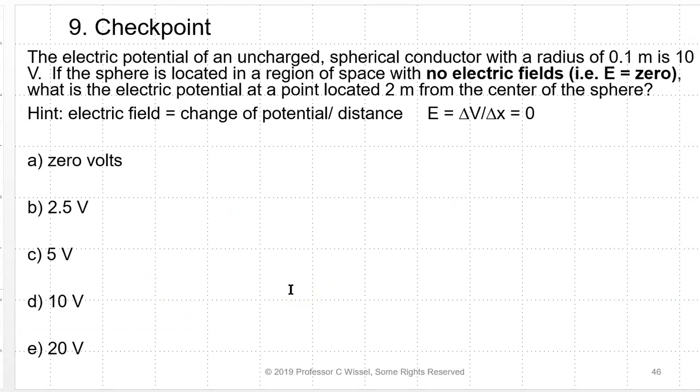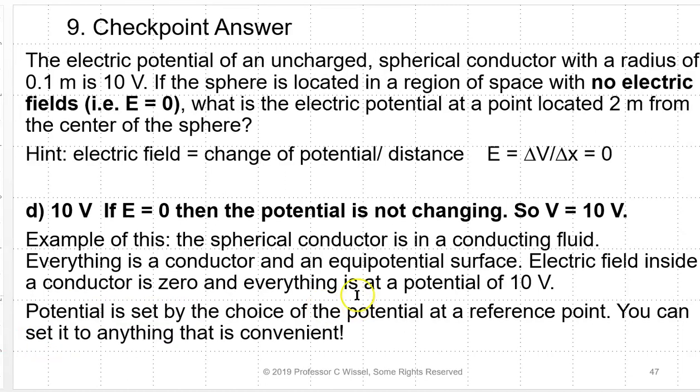The electric potential of an uncharged spherical conductor with a radius of 0.1 meter is 10 volts. If the sphere is located in a region of space with no electric fields, that is E equals 0, what is the electric potential at 0.2 meters from the center of the sphere? Well, if the electric field is 0, that means it's an equipotential surface. That means everything's at the same potential, and that would be 10 volts. A good example of this is a spherical conductor in a conducting fluid. Everything is a conductor and an equipotential surface. The electric field inside the conductor is 0, and everything's at a potential of 10 volts.